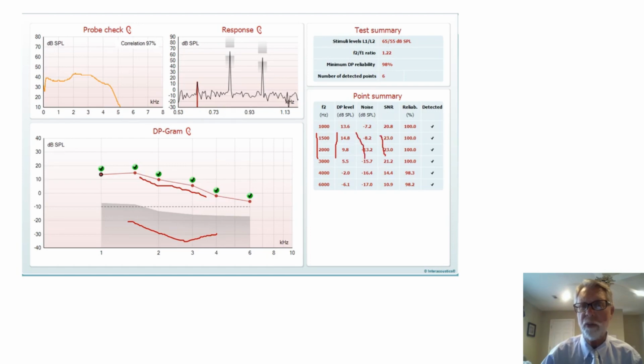And you even have a probability score that you actually have a good recording, a good representation of the emission and the noise level, right? All these check marks mean they're within normal. So this makes a beautiful report, and it's really, really high performance. It's a great option to have on your evoked potential equipment.